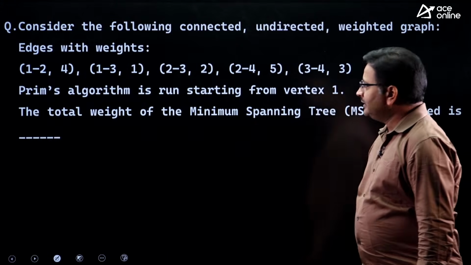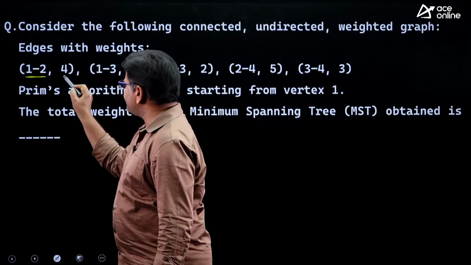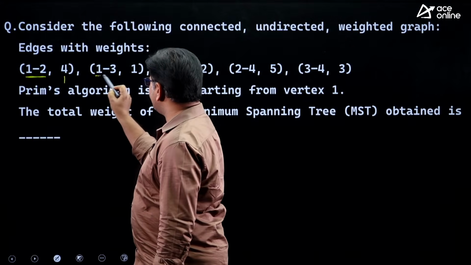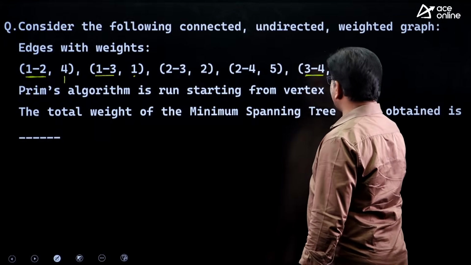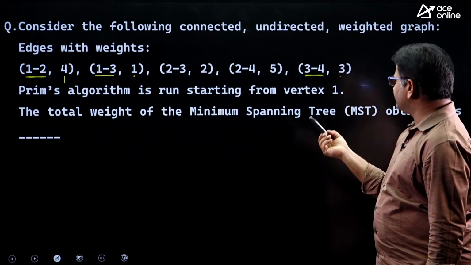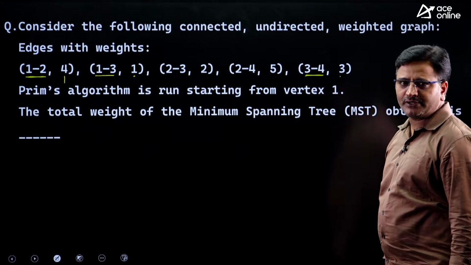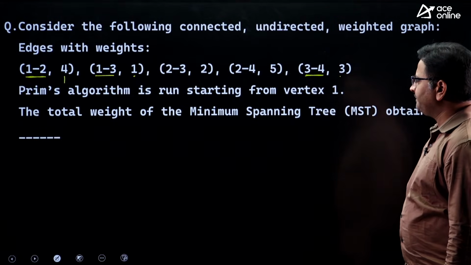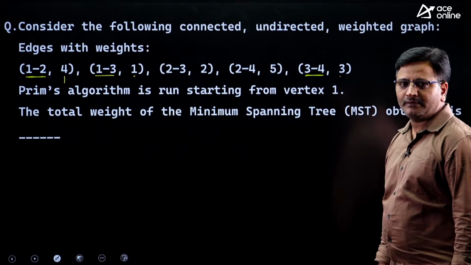Please take a snapshot. This indicates that there is an edge from 1 to 2 whose weight is equal to 4. There is an edge from 1 to 3 whose weight is equal to 1. Like that, there is an edge from 3 to 4 whose weight is equal to 3. Take a snapshot and you can do practice. If you have any doubts, you can mail me or you can WhatsApp me. In this problem, they are asking the total weight of the minimum cost spanning tree. Okay.